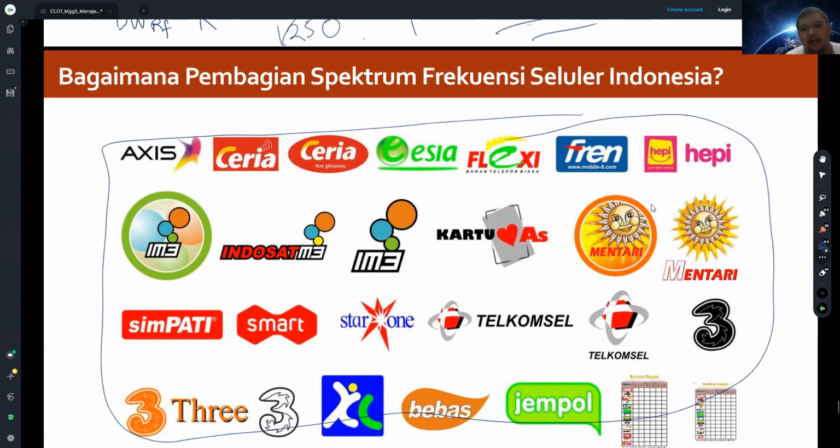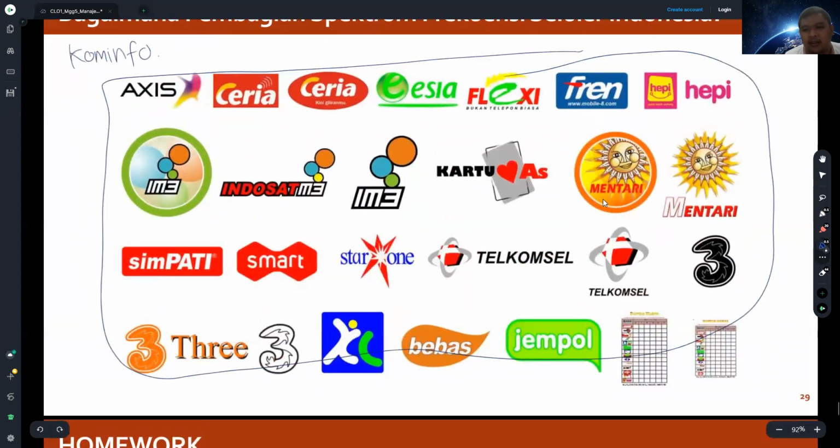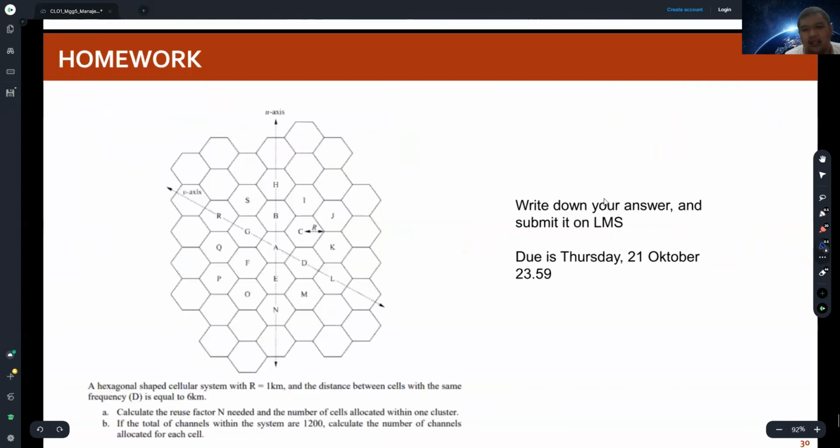How is the spectrum frequency of Indonesian cellular divided? The process of dividing the cellular frequency spectrum in Indonesia is regulated by Kominfo, obviously. Usually it's done through a tender process, but I don't know the details very well. Okay, I think that's it for today.